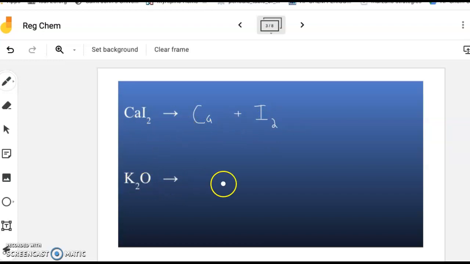All right. K2O, it's going to separate into potassium and oxygen. So potassium is just K. Oxygen, being one of the diatomics, is O2. In this case now we need to balance it a little bit. So we're going to need a coefficient 2 right here in front of K2O to balance the oxygens. That gives us 4 potassiums. So we need a coefficient 4 there.